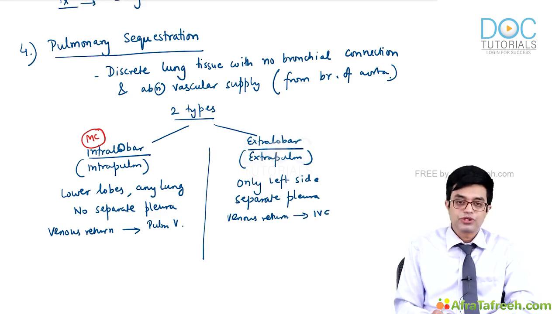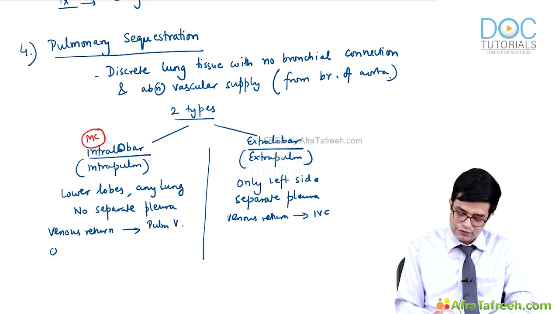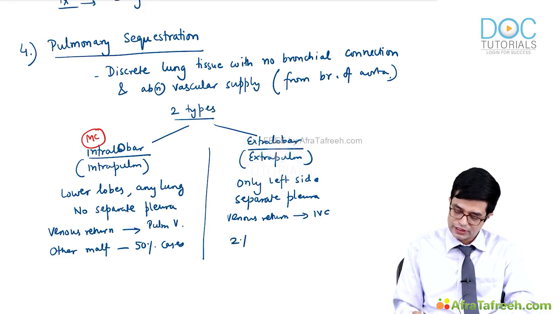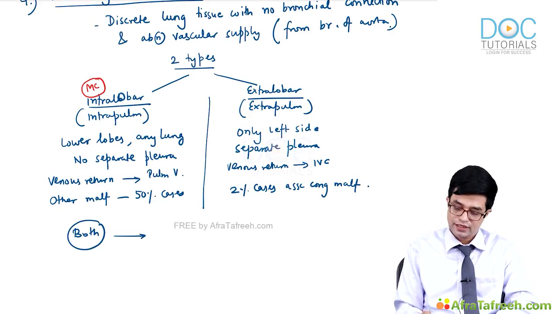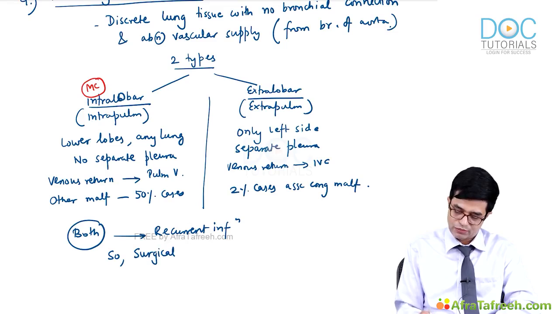Intralobar is associated with other congenital malformations in 50% of cases, whereas extralobar, only 2% of cases have associated congenital malformation. Both of them, intralobar as well as extralobar, are characterized by recurrent infections. And so, surgical excision is needed.